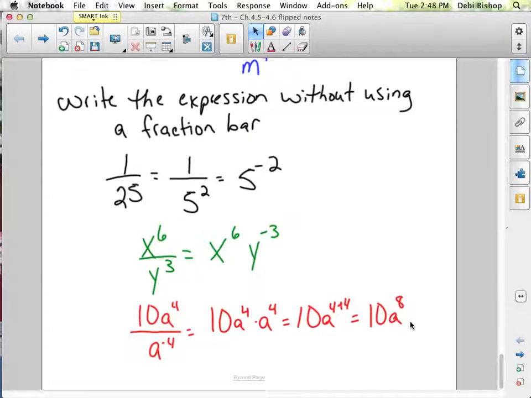And then one more complicated problem, and we're done. So we have 10a to the 4th divided by a to the negative 4th. So I keep this in my numerator, 10a to the 4th, and then I'm going to multiply it by a to the 4th because it's a negative 4. So I want to bring it up because it's also the opposite. We'll talk about dividing fractions, but you bring it up and I get 10a to the 4 plus 4th, which is 10a to the 8th.